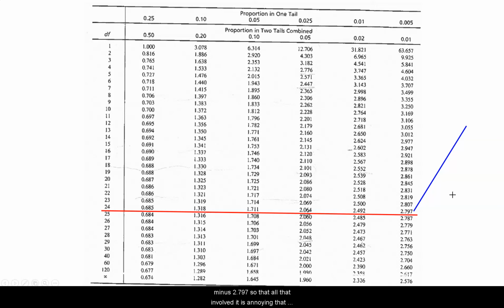So it's not all that involved. It's annoying that you have to find a different value every time depending on your sample size, and for that reason, it's more difficult, you might say, than Z, but it's just an extra step.